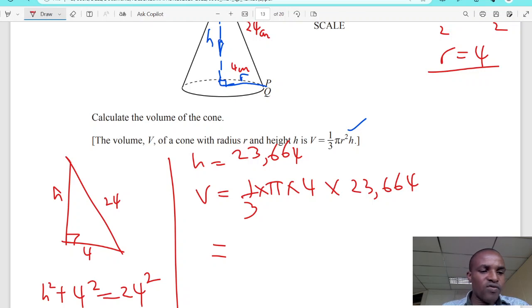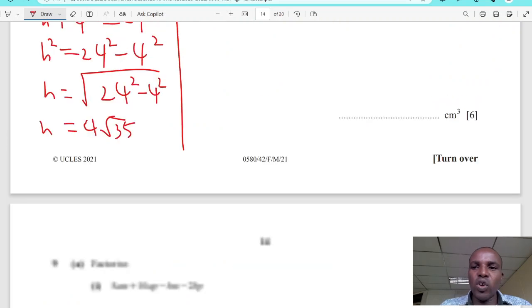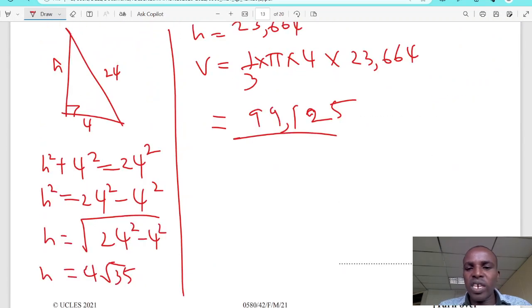Then 23 times 4 times pi, then divided by 3, 297 divided by 3. You get 99.125. That's the volume. So 99.125, it will be 99.1.